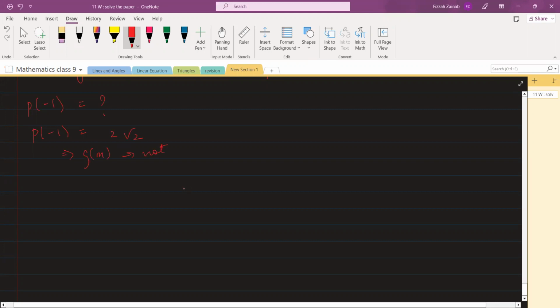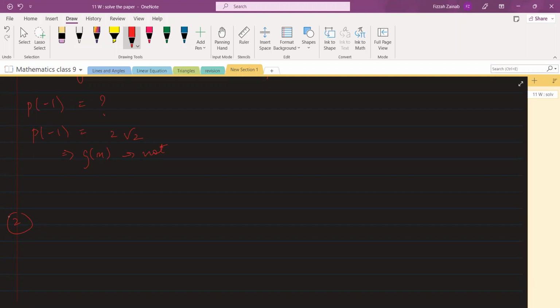Now, second question. Again, look at the second question. Use the factor theorem to determine whether g(x) is a factor of p(x) in the following cases. Same problem, right? If the remainder is 0, then g(x) is a factor. If it's not 0, g(x) is not a factor. I hope the concept is now clear.